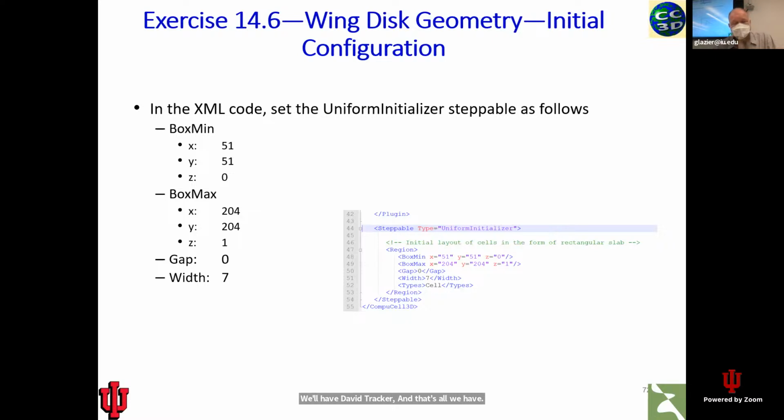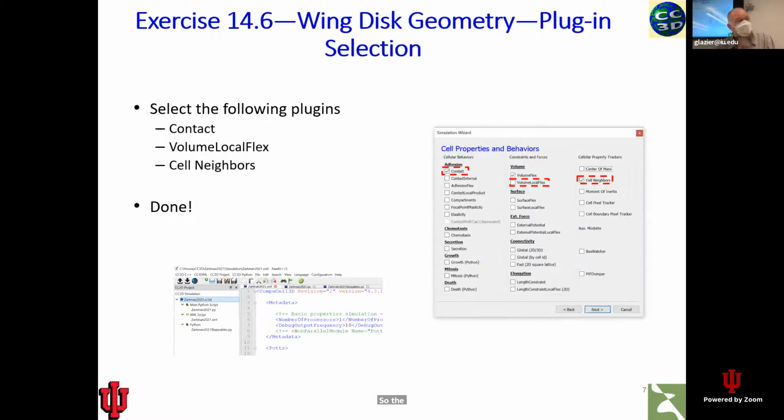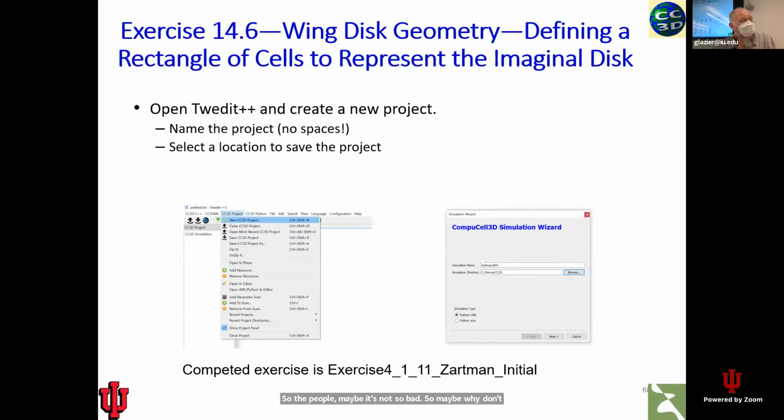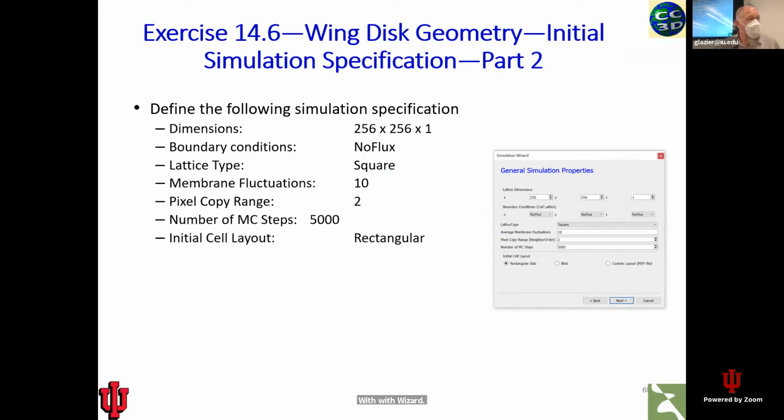So maybe it's not so bad. Why don't we walk through that? Okay, let's do this together. Okay, so create a new simulation with Wizard. Make it 256 by 256. The default is no flux boundary conditions, so you get that one for free. Change the pixel copy range to 2.